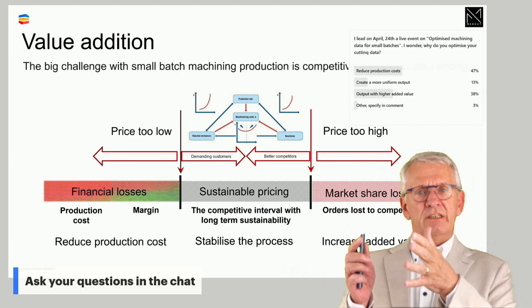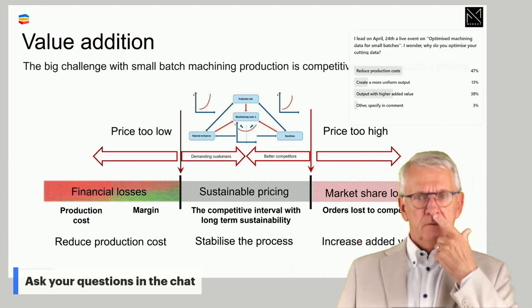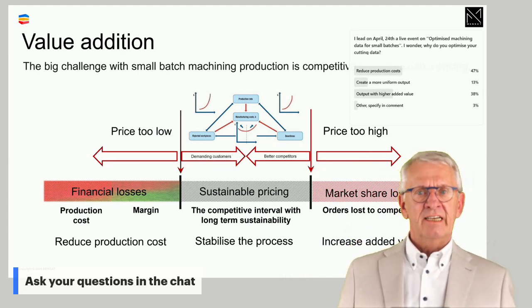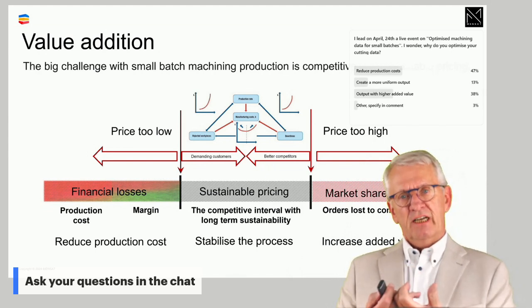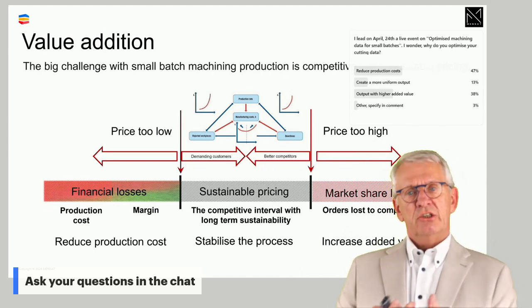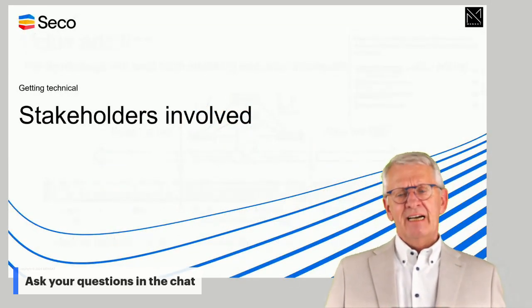And the third one is I want to create output with higher added value. That's the people with the offensive strategy. I want to gain market share. I want to convince customers about what I can do for them.